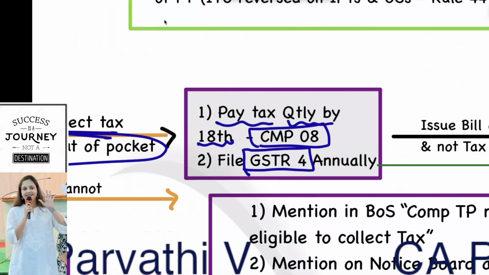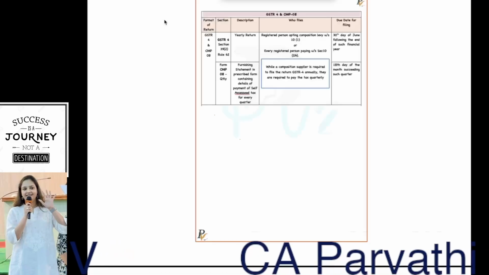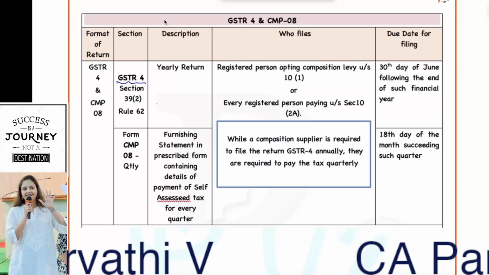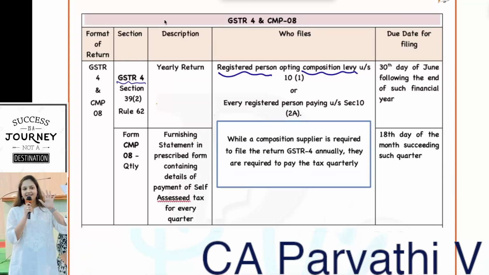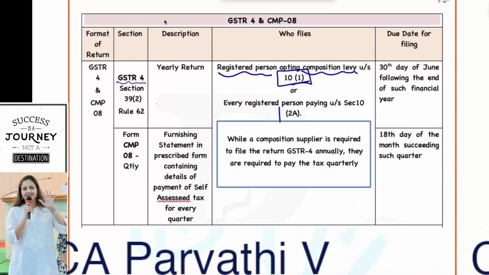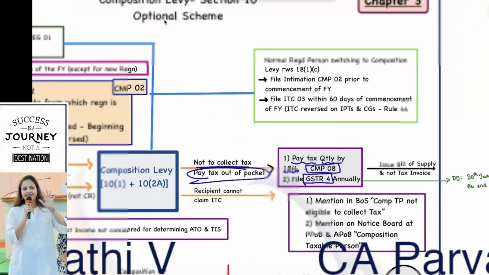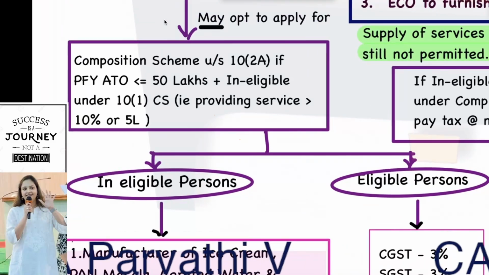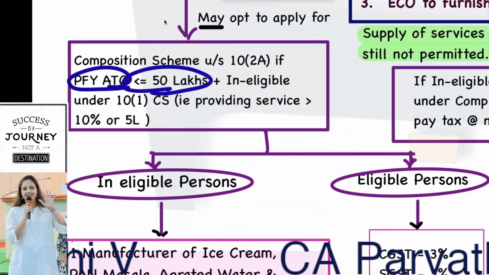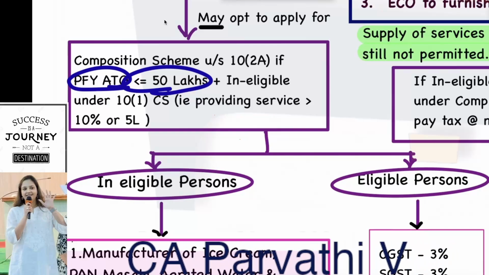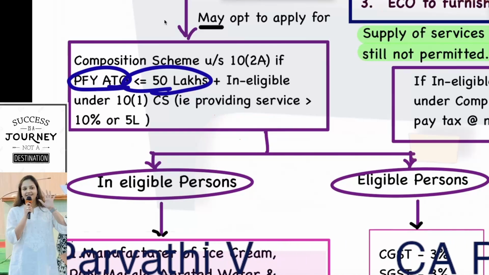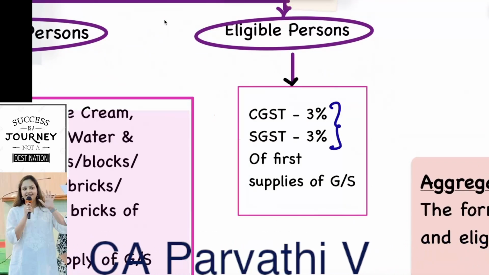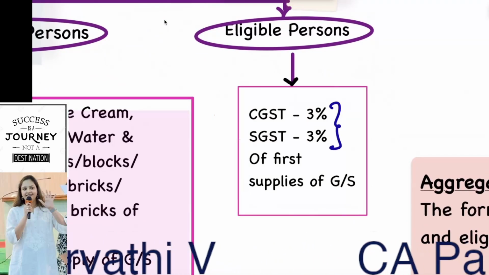So he'll have to file a yearly return in form GSTR 4. Let's look at it. GSTR 4 is a return to be filed by a person who has opted for composition levy either under section 10(1) or under section 10(2)(a). What is section 10(2)(a)? If a person is ineligible for the 10(1) composition scheme, and if his preceding financial year ATO is less than or equal to 50 lakhs, that is up to 50 lakhs, then he may opt for the 10(2)(a) composition scheme. But here the rate of tax will be 6% of turnover in state.